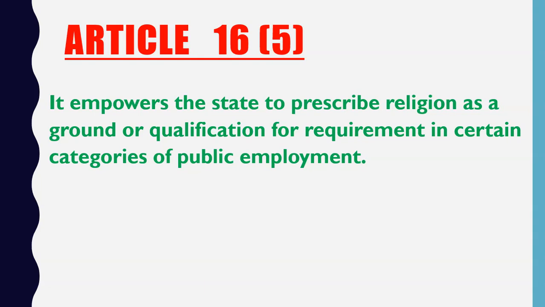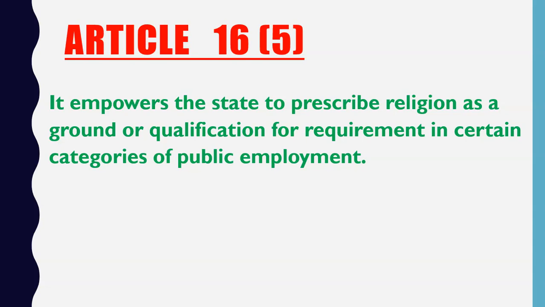Now what does it mean? It means that the state or the government has the power to reserve certain categories of government jobs for the persons of any specific religion. For example, the government can reserve certain jobs for the people belonging to the Hindu religion. The government can reserve certain jobs for the people of the Muslim religion, Islam. So Article 16 Clause 5 says that the government has the power to reserve certain public employments for the people of one specific religion.